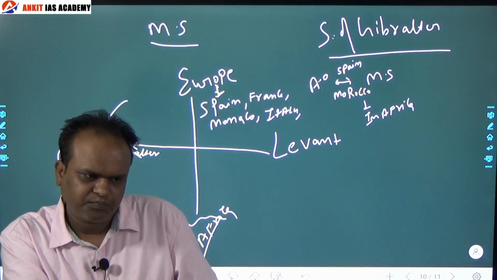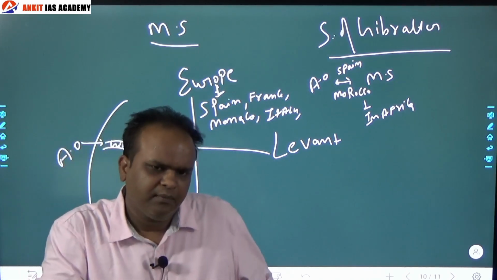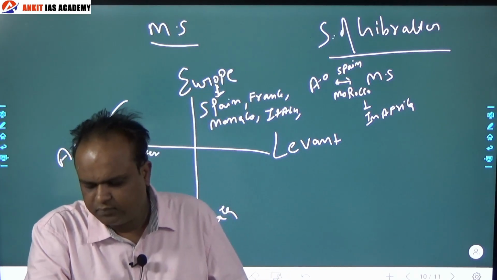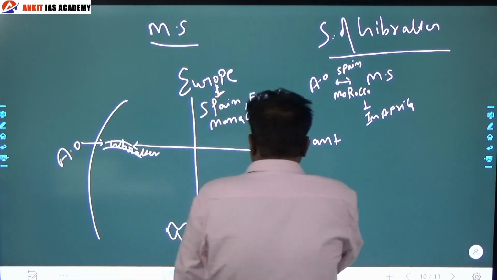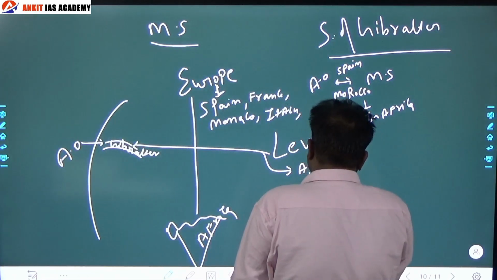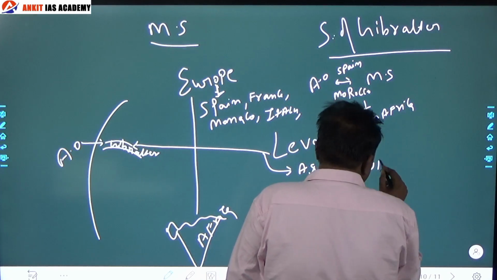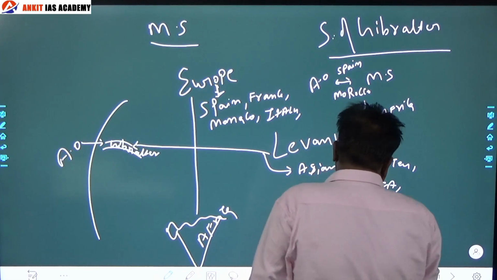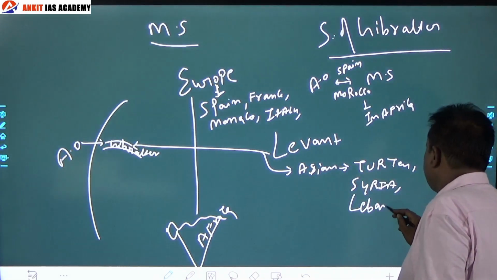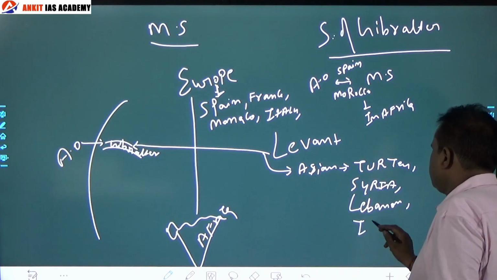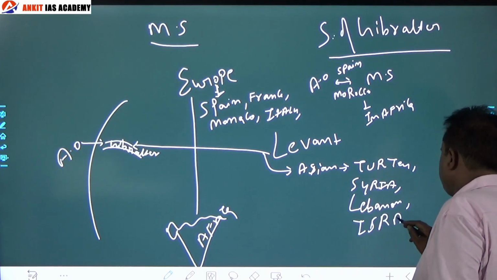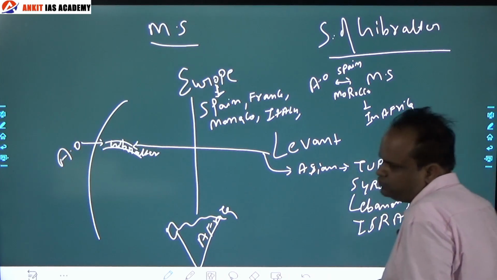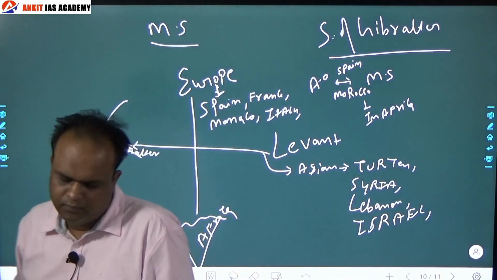Then Asia. Asian countries along the Mediterranean Sea. Note down. Asian countries along the Mediterranean Sea: Turkey, Syria, Lebanon, Israel. Just note down.